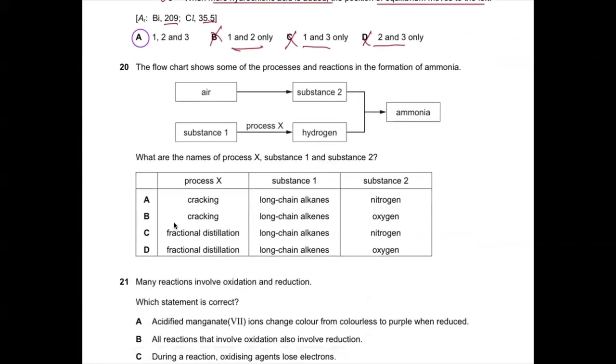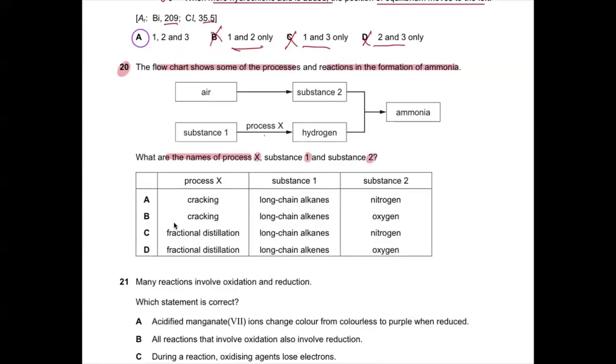Yes, sir, it's clear. Now, MCQ number 20. The flow chart shows some of the processes and the reactions in the formation of ammonia. What are the names of process X, substance 1 and substance 2?